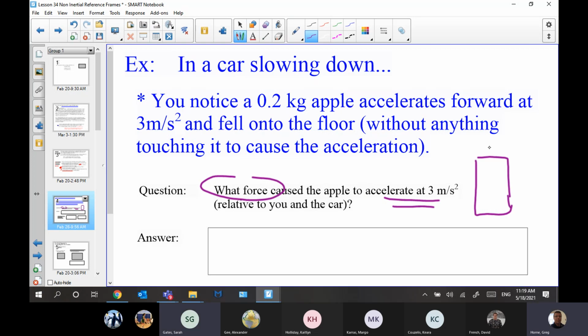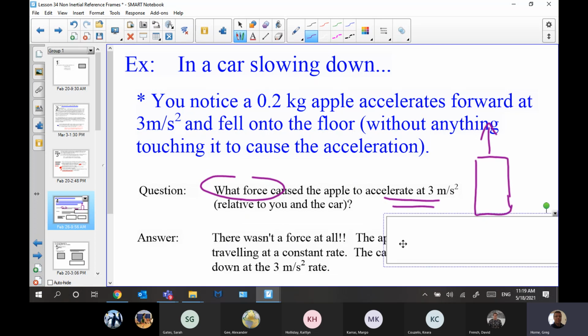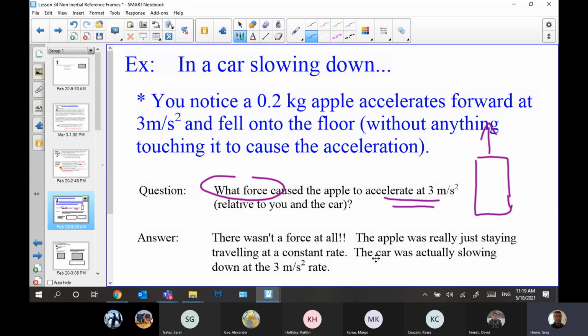So you're driving along in a car. Go ahead. Is it the inertia? Yeah, and so the answer, you're right, it's inertia of the apple itself. The answer is what force? Well, there isn't a force, right? There isn't a force at all. The apple was really just traveling at a constant rate, and the car was actually slowing down, right?